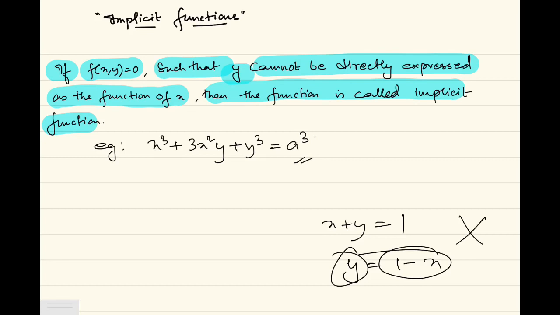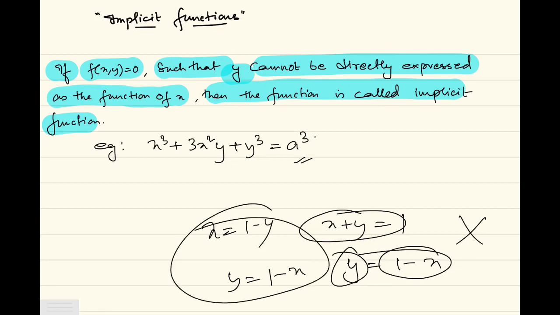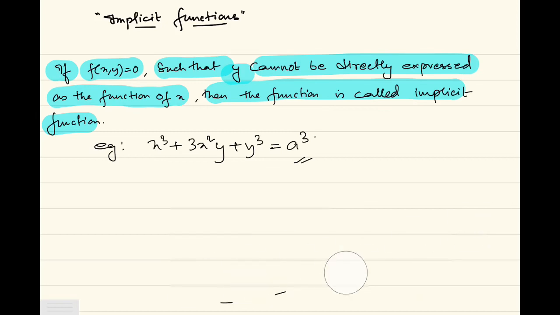Okay, so if you can separate x and y, to put it in an informal way, then it is not called an implicit function, because here y can be expressed in terms of x as 1 minus x, and x also can be written as 1 minus y, isn't it? So these are not implicit functions. Implicit functions are such functions, according to the definition, where y cannot be directly expressed as a function of x.